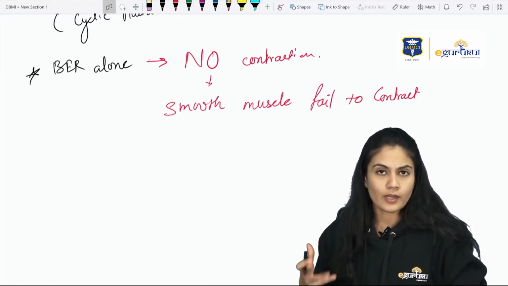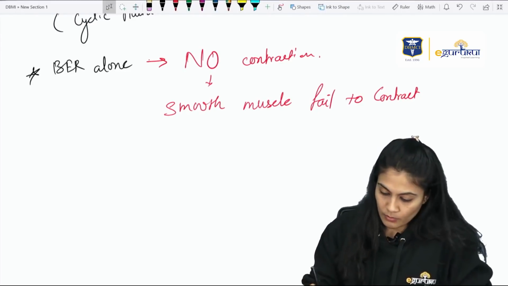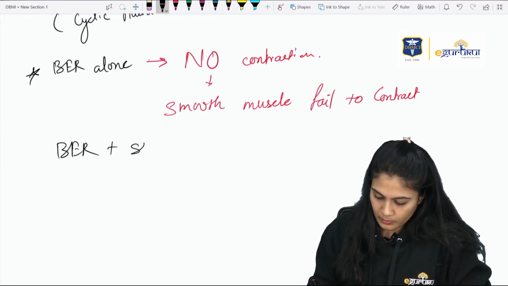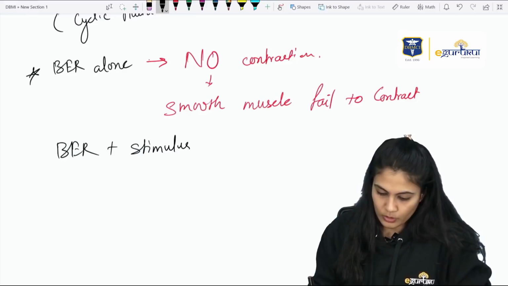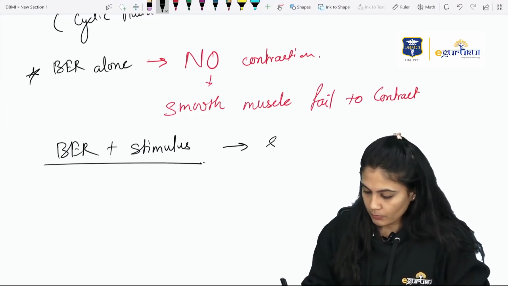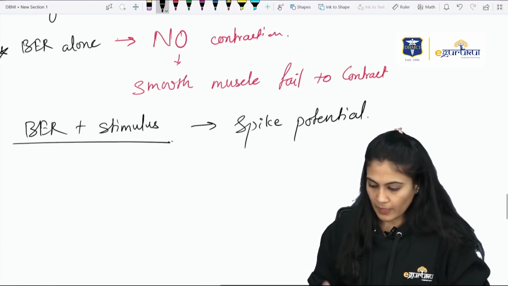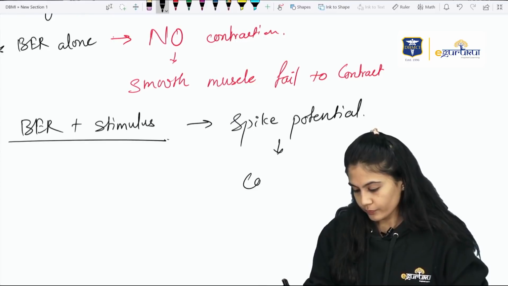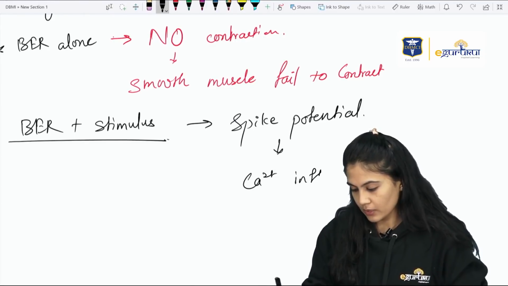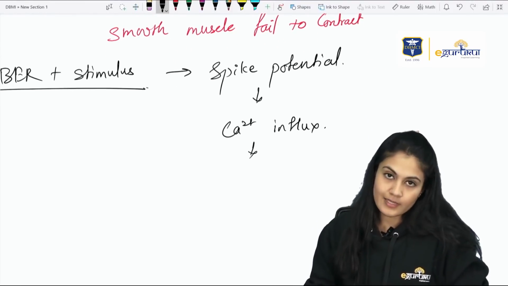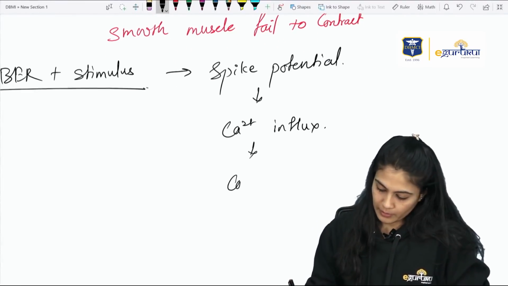So how does the contraction occur in these smooth muscles? You need to stimulate them. BER plus stimulus, if you give the stimulus, what is going to happen? There will be production of spike potential. Once the spike potential is produced, the calcium influx will occur, and once the calcium influx occurs, the contraction will take place.